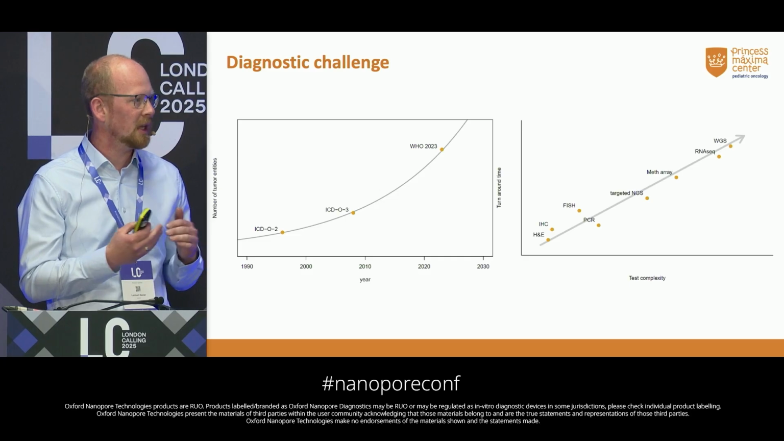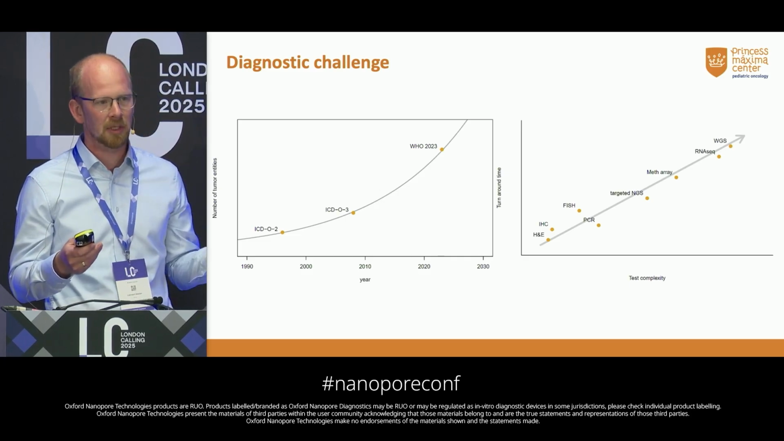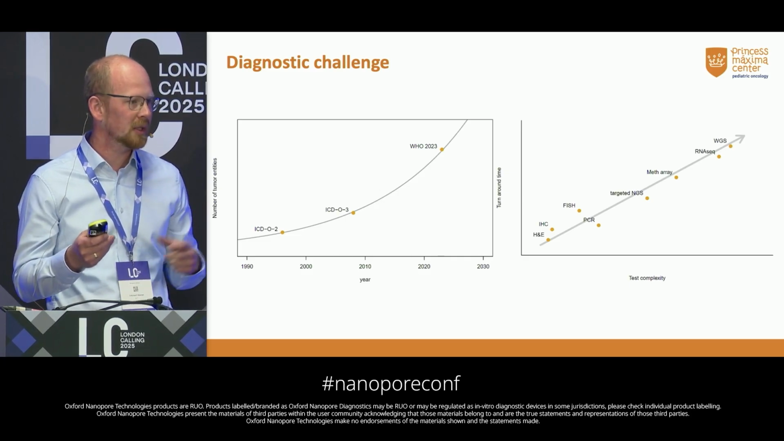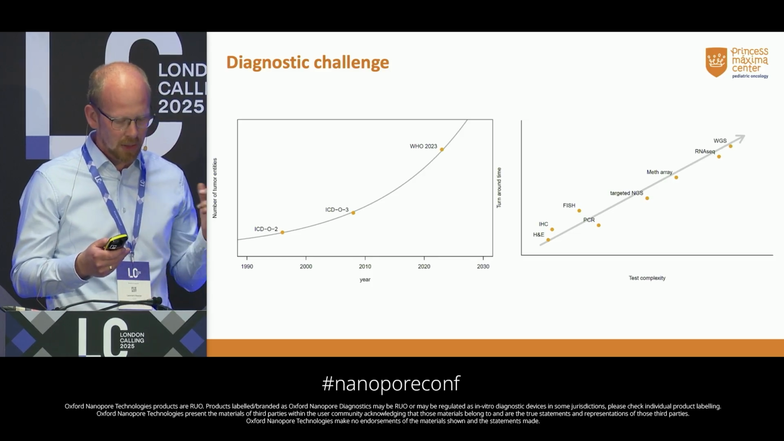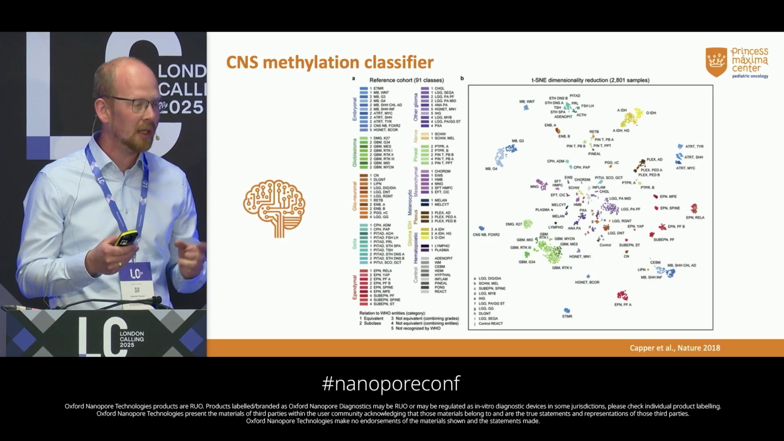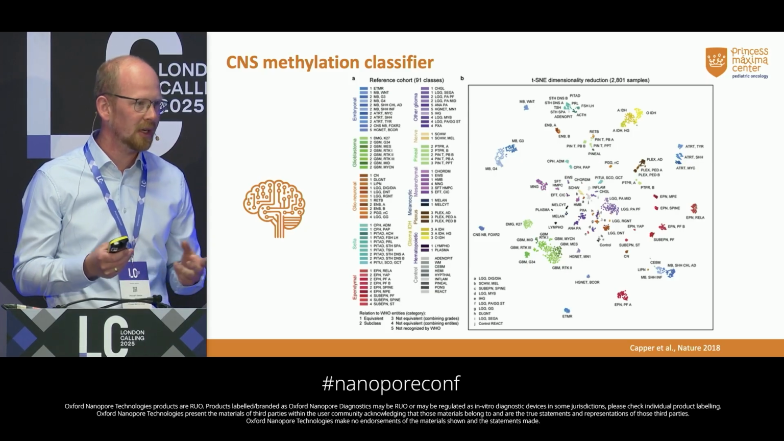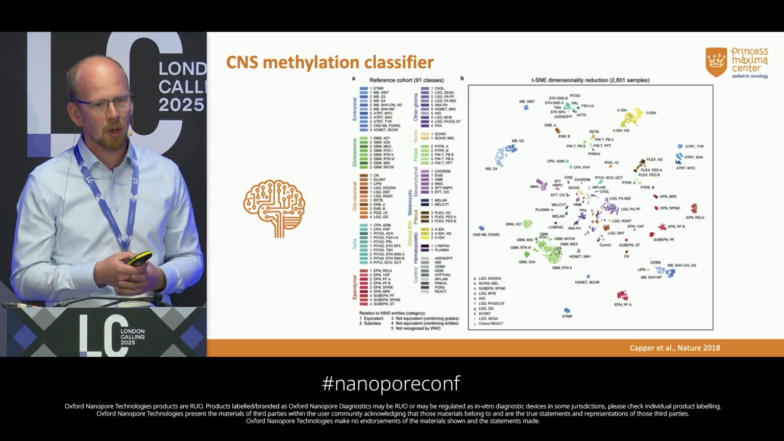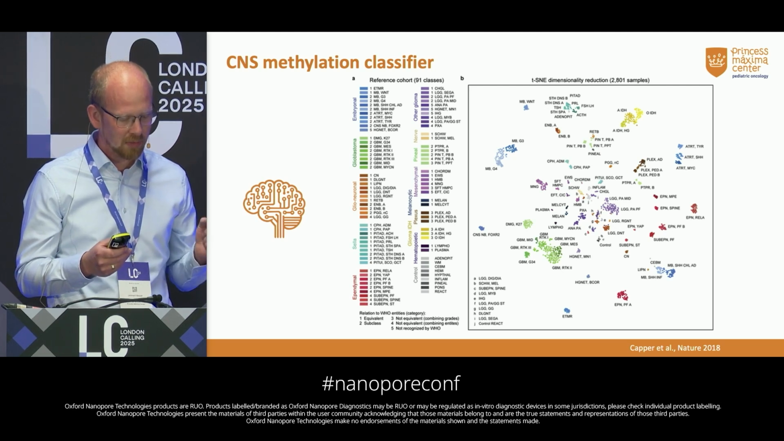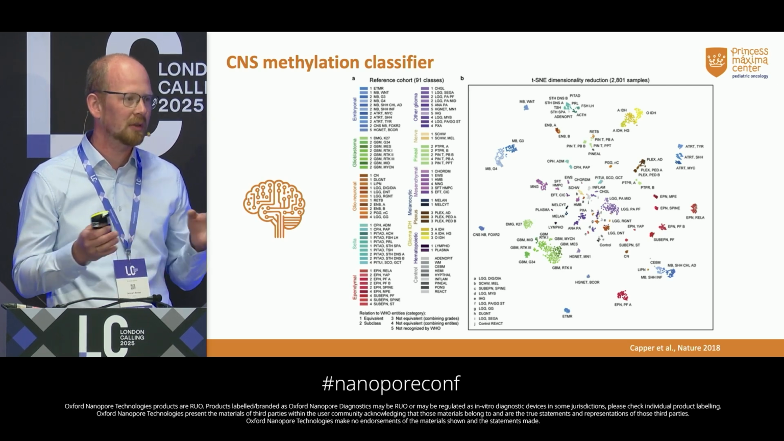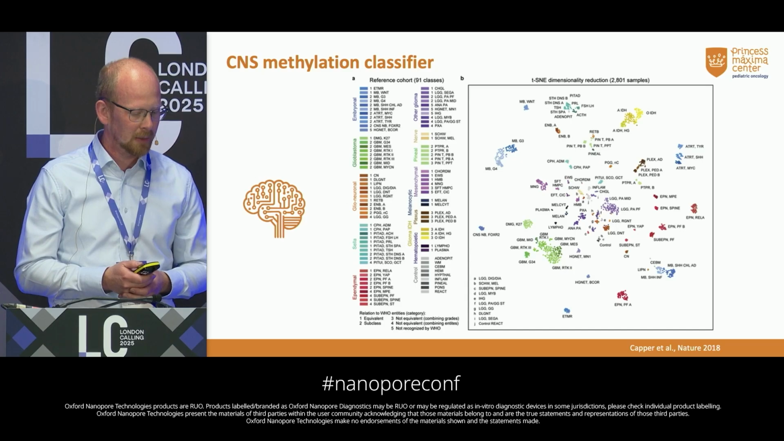And what you see, if the test gets more complex, the turnaround time increases. And this is a clinical problem because ideally you want to have a quick diagnosis for your patient. Now one of the things that we see used a lot, especially in the brain tumor field, is methylation classification. And this is a landmark paper from 2018 where they show that based on methylation profiles you can very accurately distinguish a lot of different CNS tumor types.